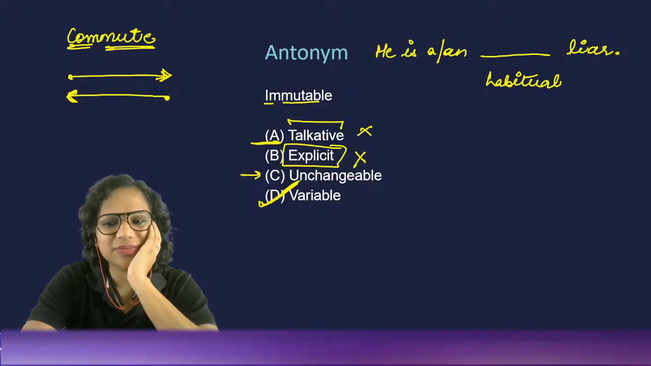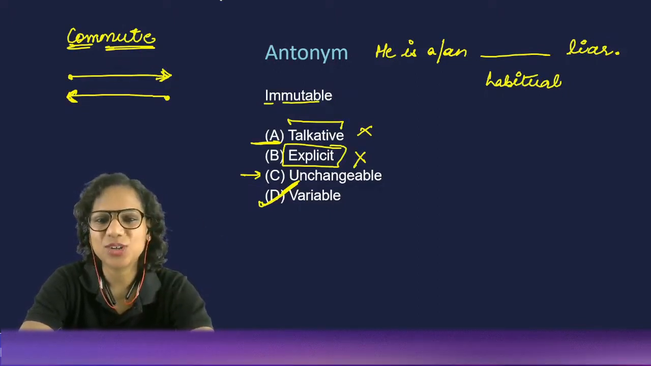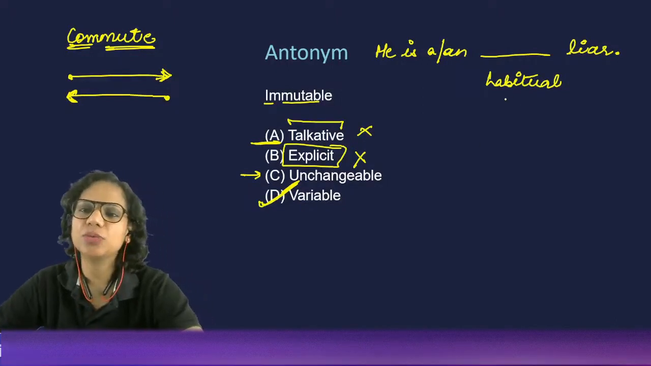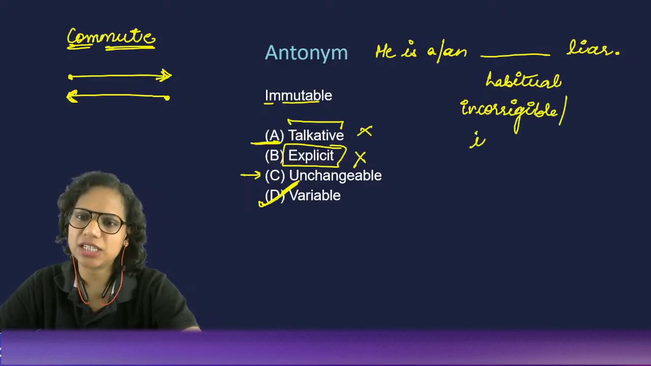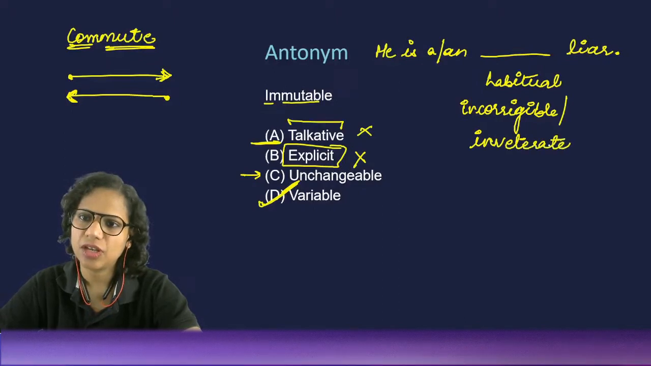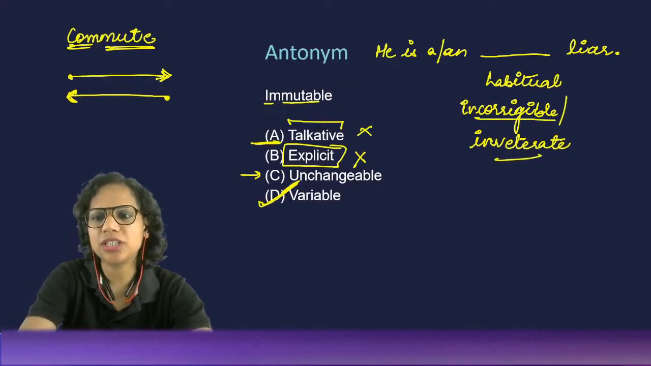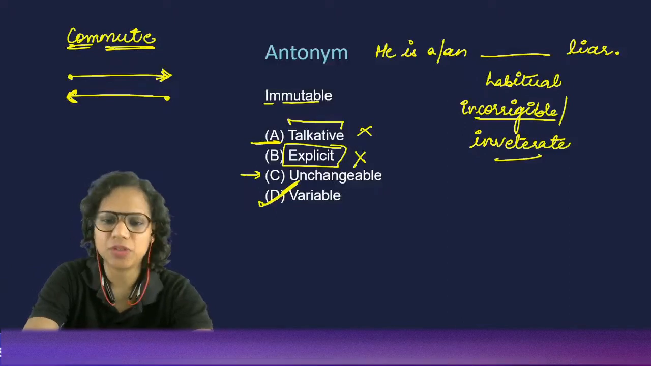Let's check how many of you have actually gone through the book. So actually there are two words for it. One is incorrigible. The other is inveterate. Both mean habitual in such a way that you can't change the habits, right?